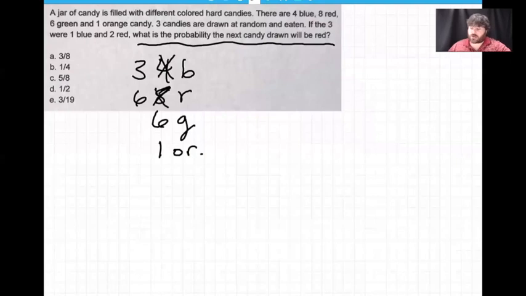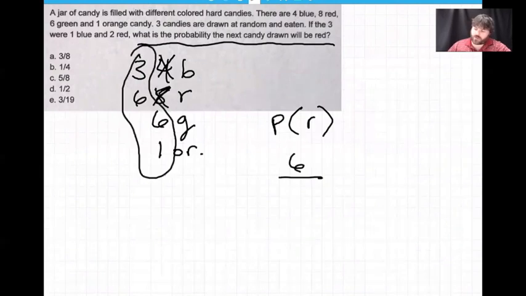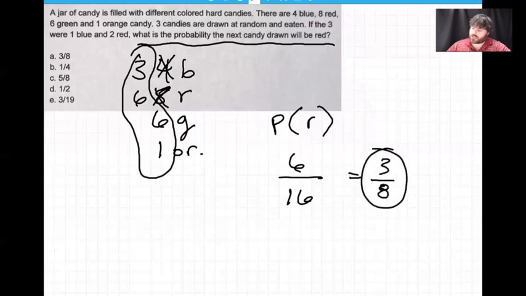So really I just need to know the probability that the next candy will be a red, given that those other things have already happened. So my numbers have all changed. So the probability of red would be 6 out of the total. And if I count the total of all these, I'm going to get 16. So 3/8 is going to be the probability that I can draw red after these other things have already happened. So answer choice A is correct.